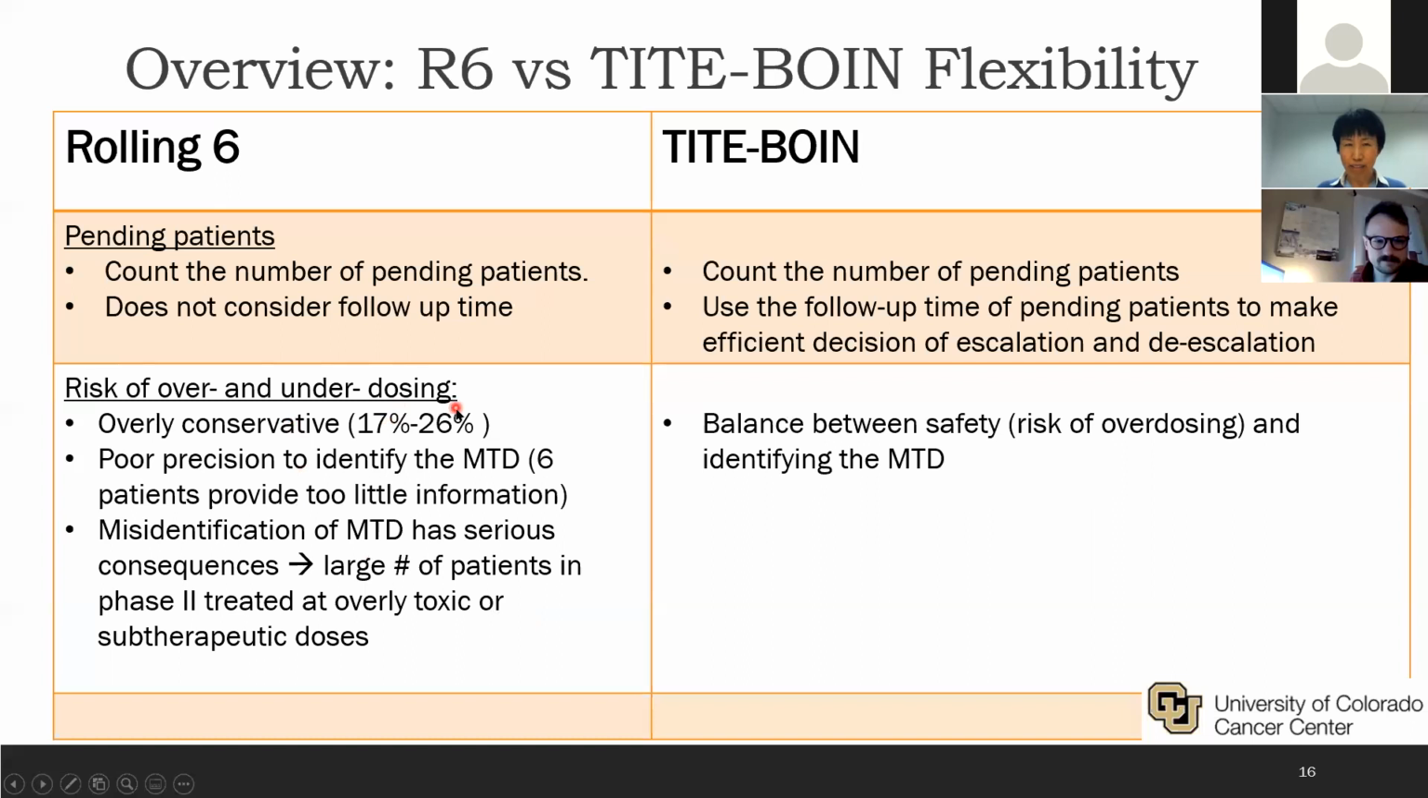Risk of over- and underdosing. The rolling 6 design, again, as you see from the MTD determination, is overly conservative and has poor precision to identify the MTD just because it only allows 6 patients. The misidentification of the MTD has serious consequences, which can treat a large number of patients in phase 2 at overly toxic or subtherapeutic doses. So the time-to-bound design actually balances between safety and identifying the MTD.